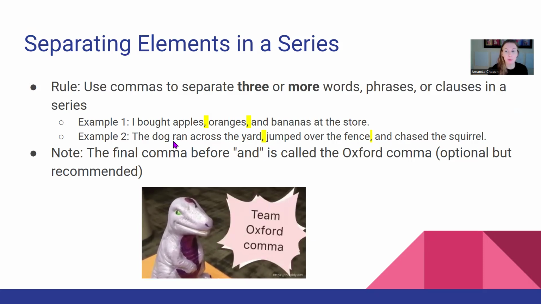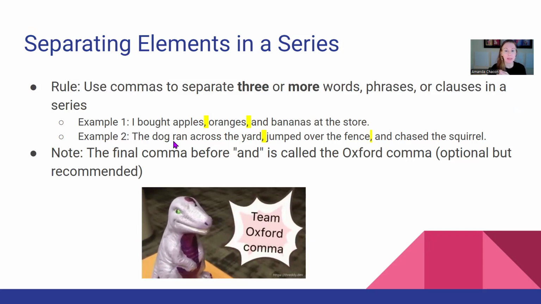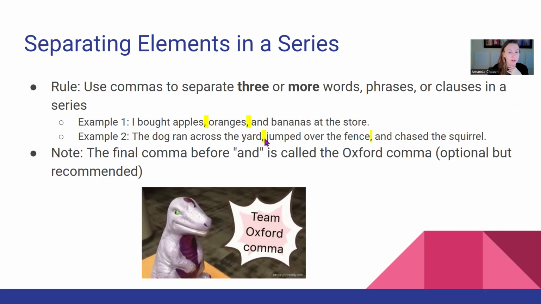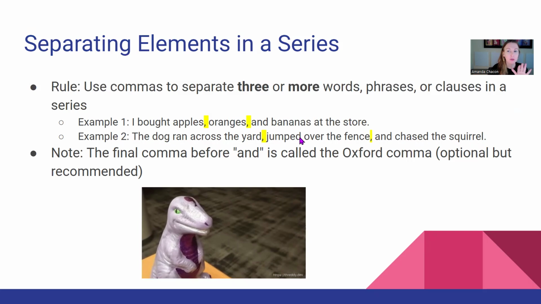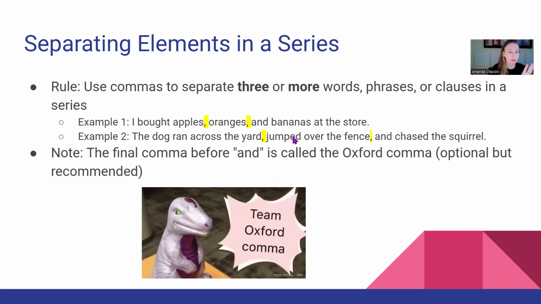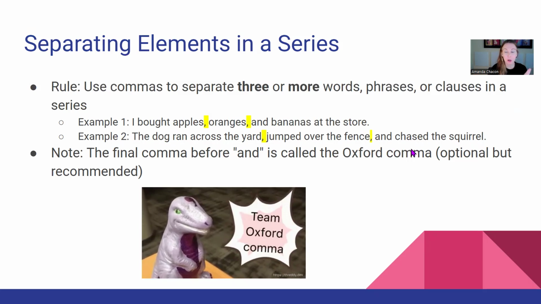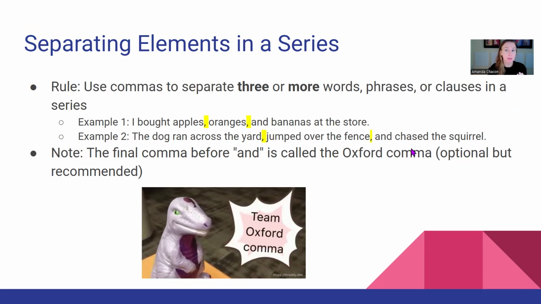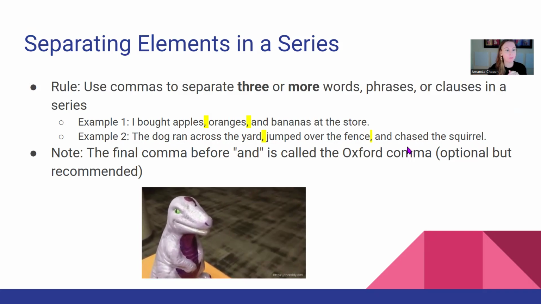It can also separate clauses, meaning things that are happening in a sentence. So, example 2: the dog ran across the yard, jumped over the fence, and chased a squirrel. If I just eliminated the commas, it would be: the dog ran across the yard jumped over the fence and chased a squirrel. Whenever you naturally pause in a sentence, that's probably where some punctuation should go, and a comma is a good choice.